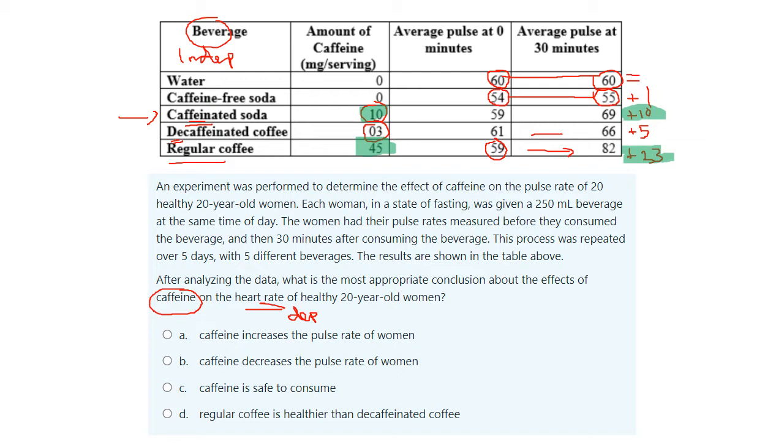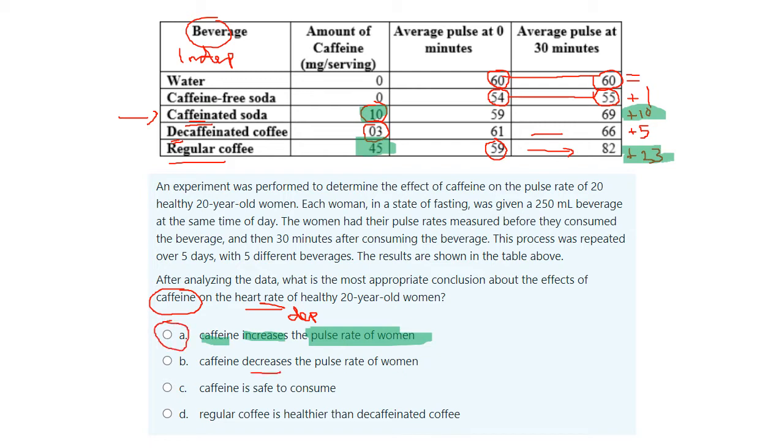So the drinks that had more caffeine increased the heart rate more. So caffeine increases the pulse rate of women. When there was no caffeine, the heart rate did not change very much or not at all, but when there was caffeine, the heart rate increased. A would be a good answer.